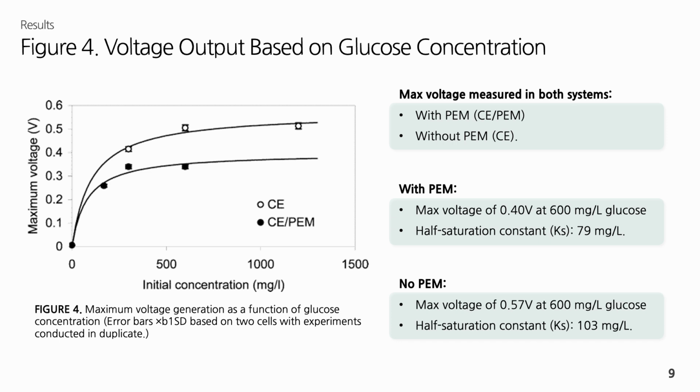Reasons. 1. Role of the PEM in restricting oxygen diffusion. The PEM facilitates proton transfer but physically blocks oxygen diffusion. Without the PEM, oxygen can freely reach the cathode, promoting reduction reactions. 2. Activation of the oxygen reduction reaction at the cathode. Oxygen acts as the primary electron acceptor at the cathode, enhancing electron flow and power generation.